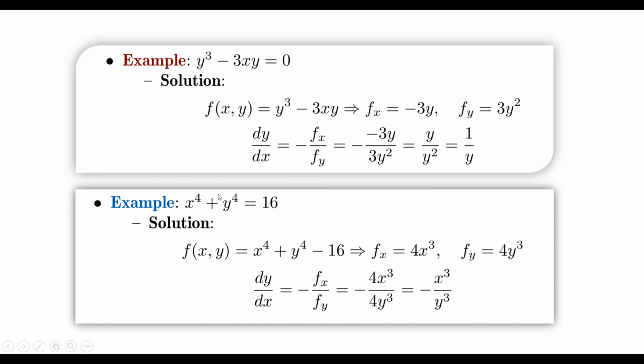Finally, you can see a higher degree polynomial relation x power 4 plus y power 4 equals 16. You can write the corresponding implicit function x power 4 plus y power 4 minus 16. Then write dou f by dou x and dou f by dou y. Then implicit differentiation dy by dx becomes negative x power 3 by y power 3. We have shown many examples regarding implicit differentiation.